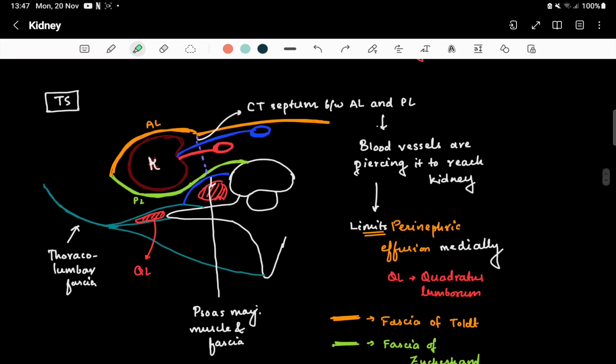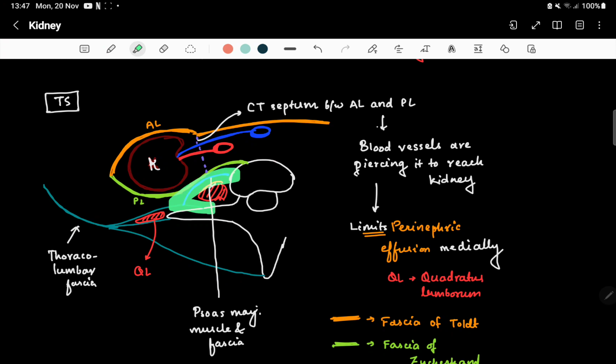Okay, so this is the quadratus lumborum, and this muscle is the psoas major muscle. The psoas major is covered by its fascia, and the quadratus lumborum is covered by this fascia. So the thoracolumbar fascia is covering your quadratus lumborum.